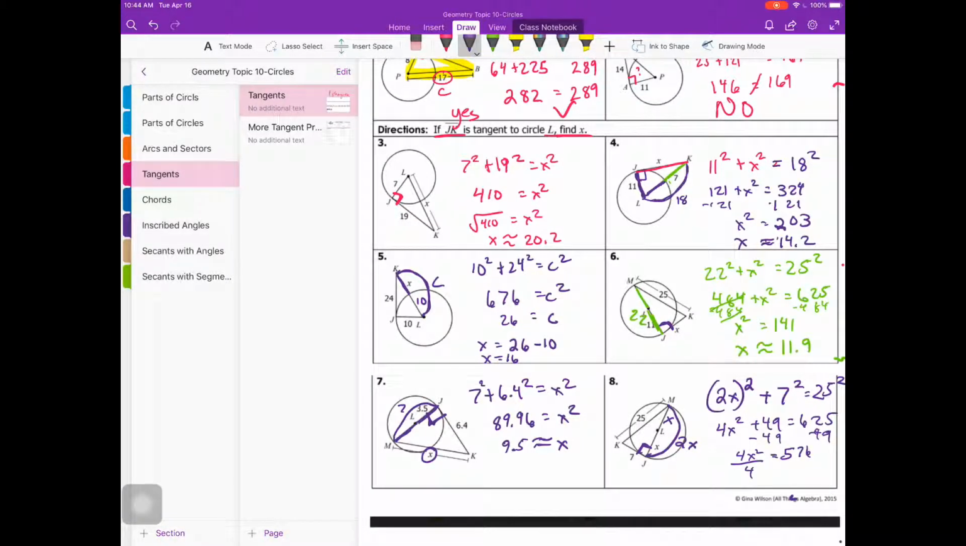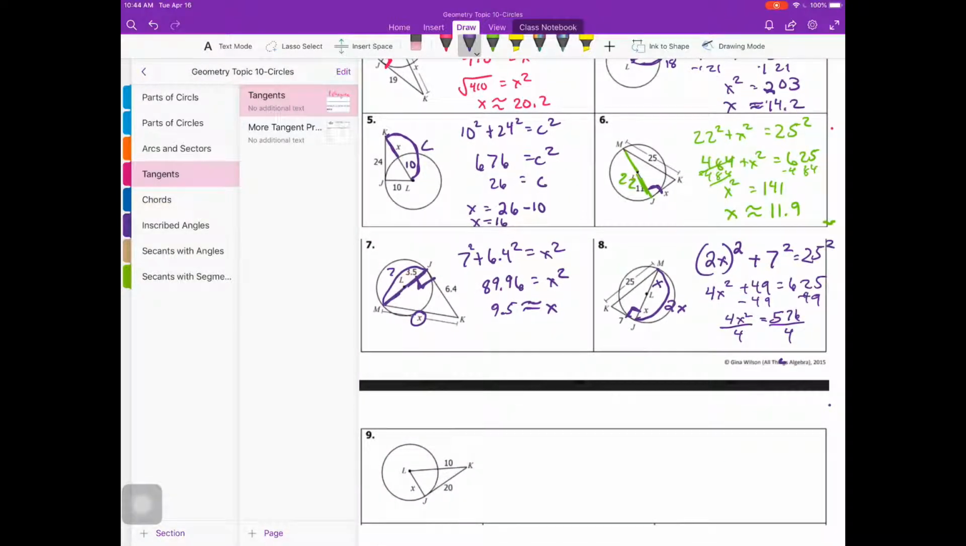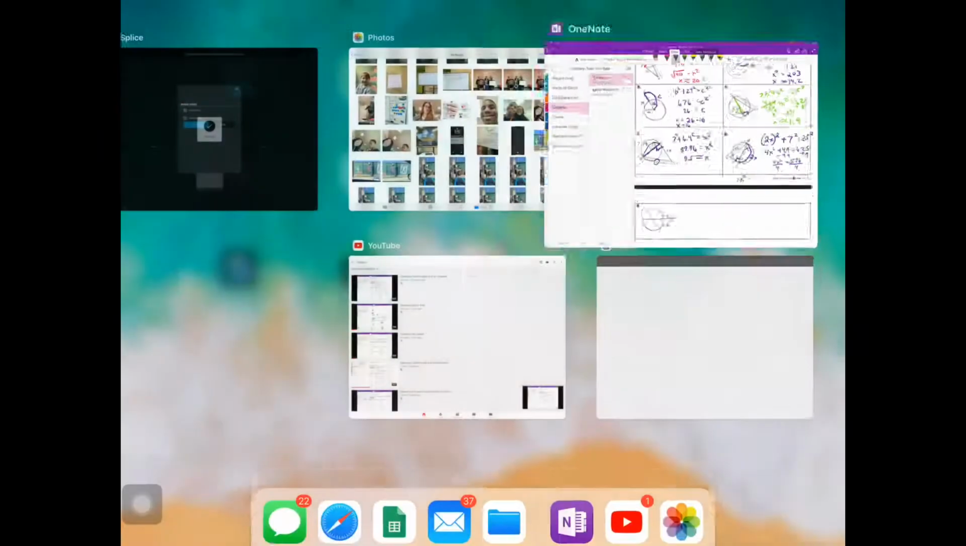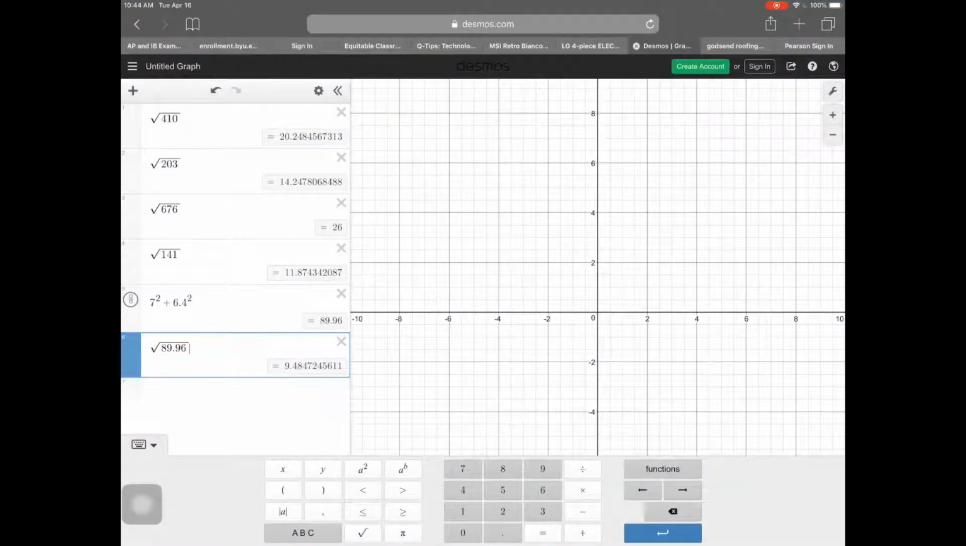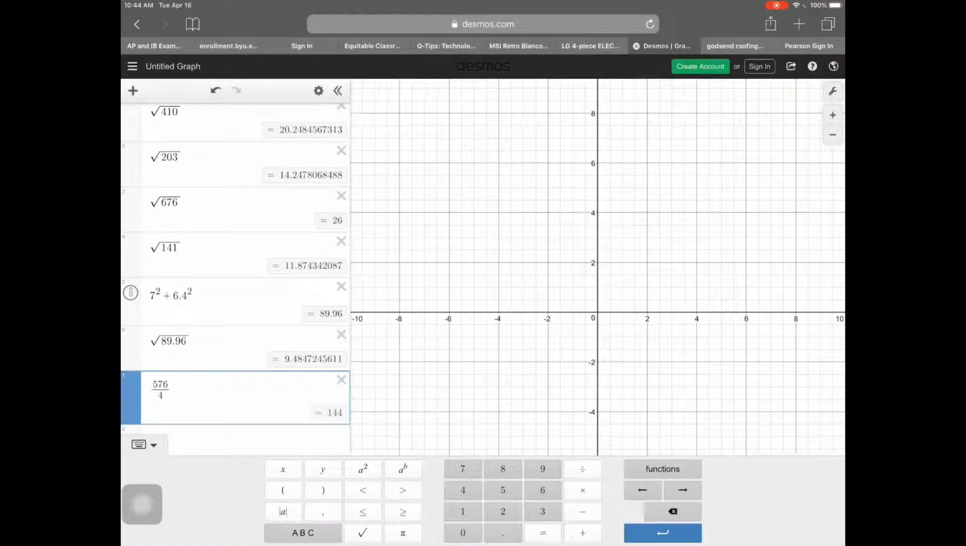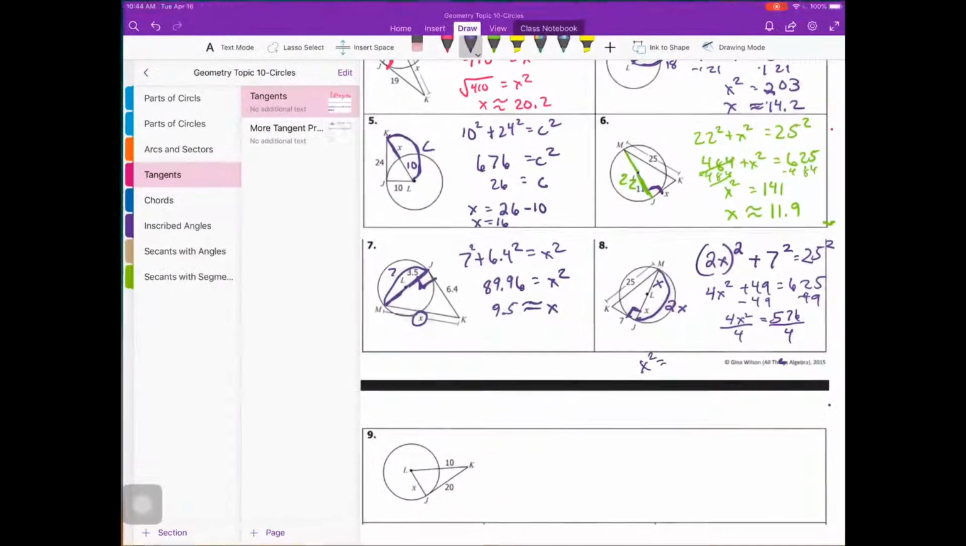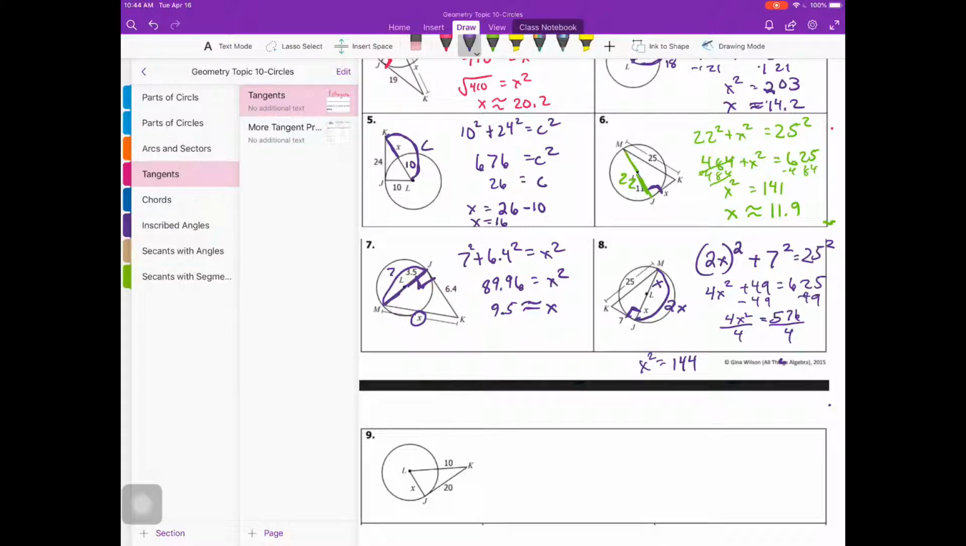And we'd have to divide by 4. And we get, I'm running out of room here, that x squared is, again, I'm going to go back into my calculator here. 576 divided by 4 is 144. So x is 12 after we take the square root.